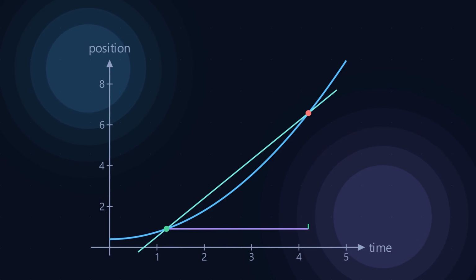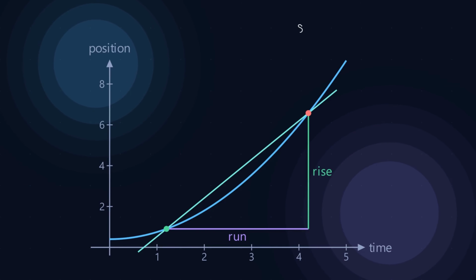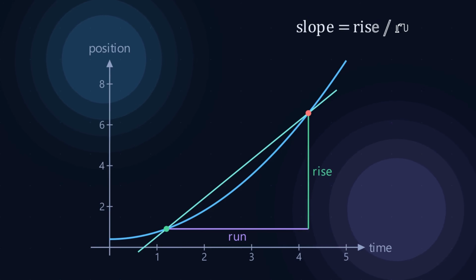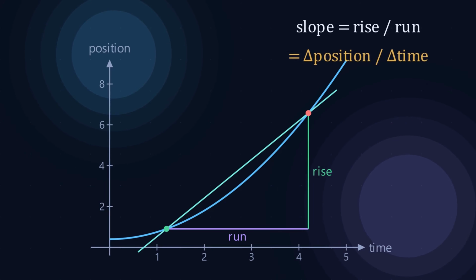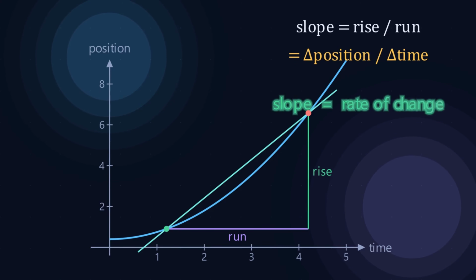Steepness in math is called slope. Slope is how much you rise, divided by how far you run. So slope is the change in position, divided by the change in time. Slope and rate of change are the same thing.